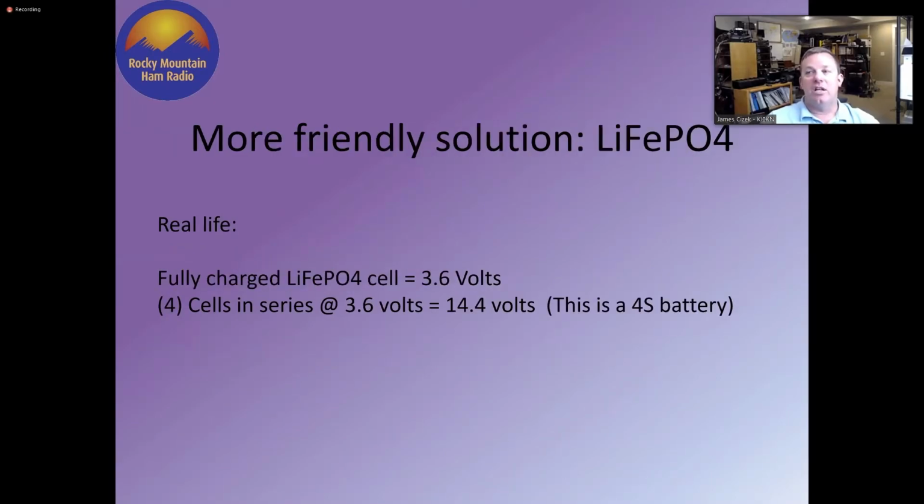So let's take a look at LiFePO4 batteries, which have a 3.6 volt nominal. 4 cells in series, 3.6 is 14.4 volts. So that is much more friendly to our 12 volt devices. We start at 14.4, we end at maybe 11.9. Very friendly range, LiFePO4 batteries. On top of that, they're safer. So good choice for amateur radio activities.